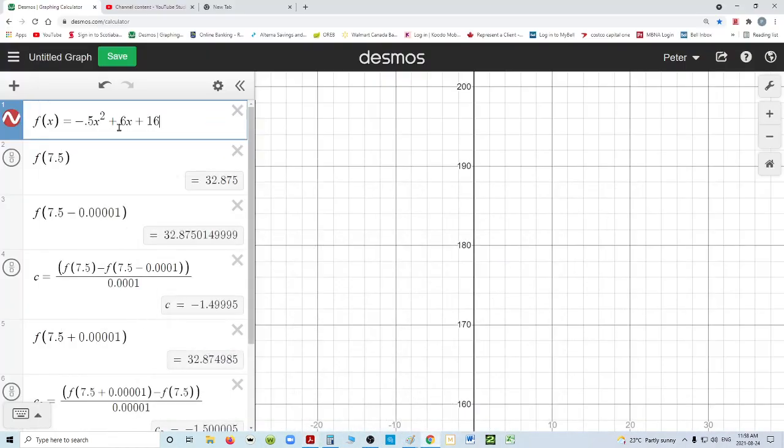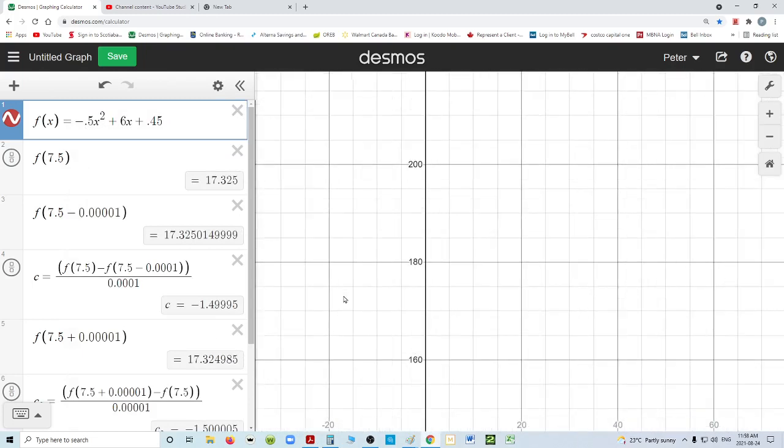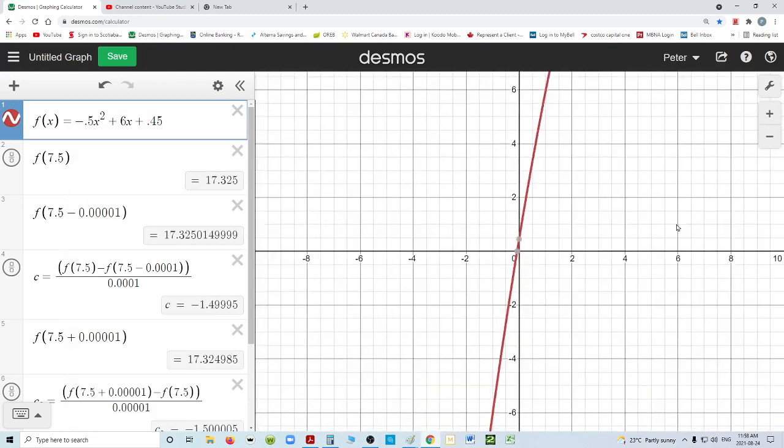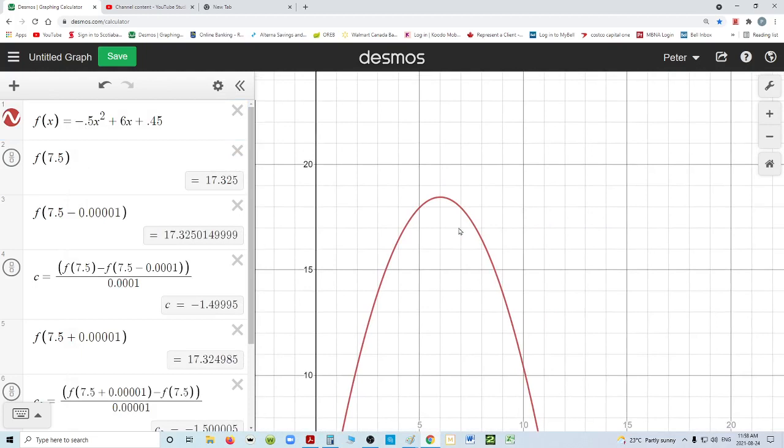Okay, plus 0.5, 0.45, I think it was. I'll go back and make sure because I've been making lots of technical errors lately. So if we look at this graph now, hit the home button, which sometimes will help you find it. You can see the peak is right there at 6.8.